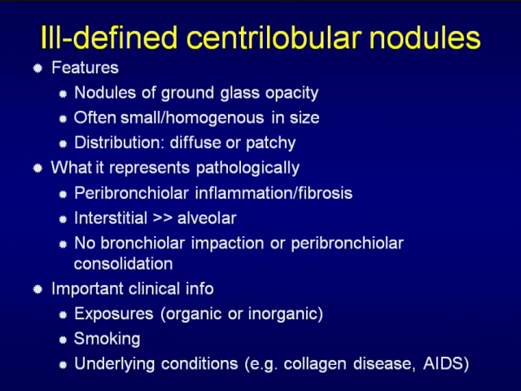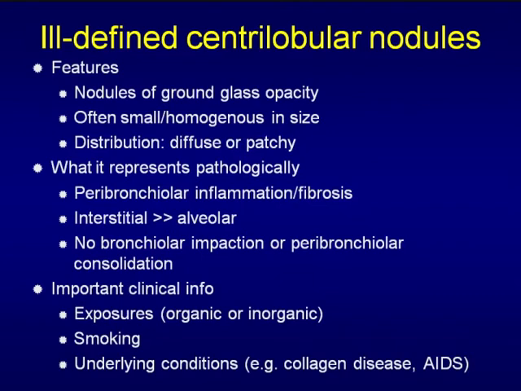The pathologic correlate of this finding is inflammation, or much less likely, fibrosis surrounding the airway. Peribronchial inflammation usually. And more commonly, it's interstitial than alveolar. For instance, hypersensitivity pneumonitis, and I'll talk about why that is in a second.